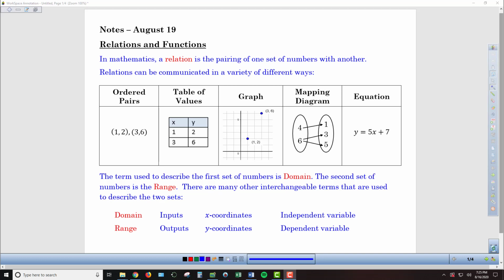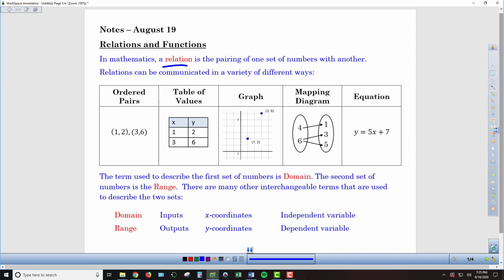To kick things off, we've got a lot of terminology we need to get through. So in mathematics, when we talk about a relation, what we're talking about is the pairing of one set of numbers, one group of numbers with another. What we mean by that is, and you can kind of look down the page a little bit here, this concept of like inputs and outputs.